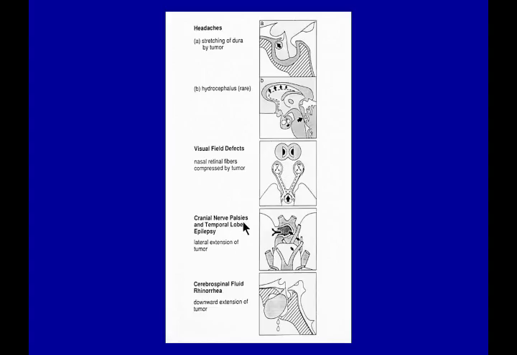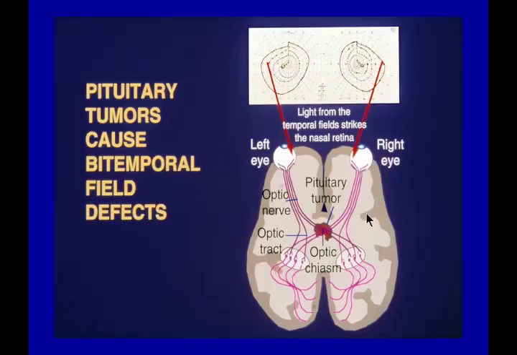And because they extend into the cavernous sinus, they can cause cranial nerve palsies. And finally, they can push down through the floor into the sphenoid sinus and result in cerebrospinal fluid rhinorrhea. So you get leakage of spinal fluid into the nose. And I can assure you that I've seen examples of all of these. I've also seen examples of people who've had strokes, probably because of compression of the carotid artery by the tumor.